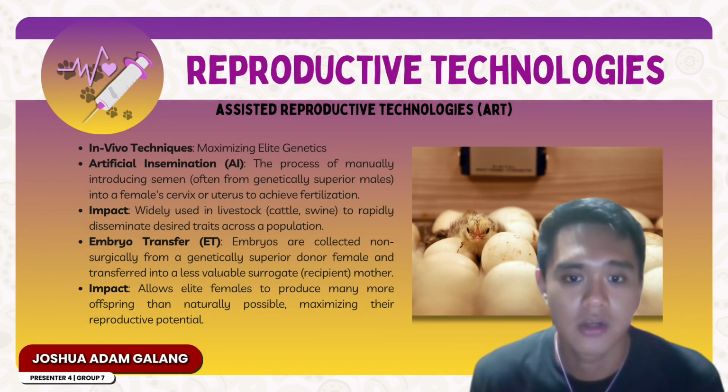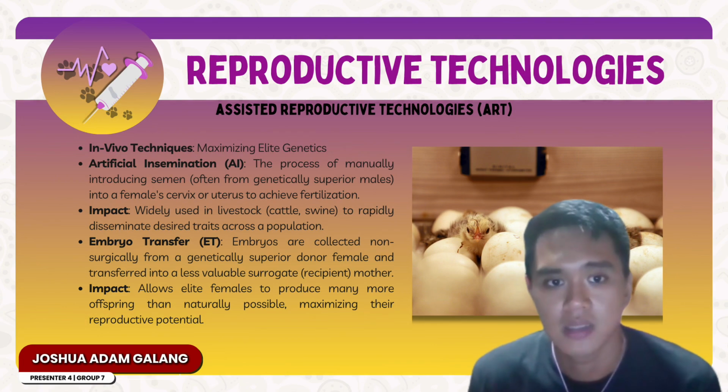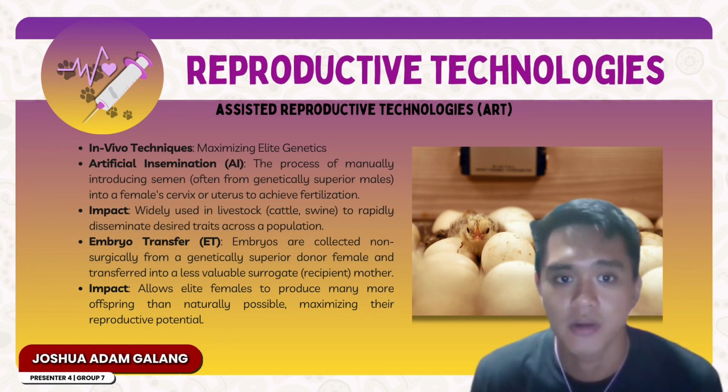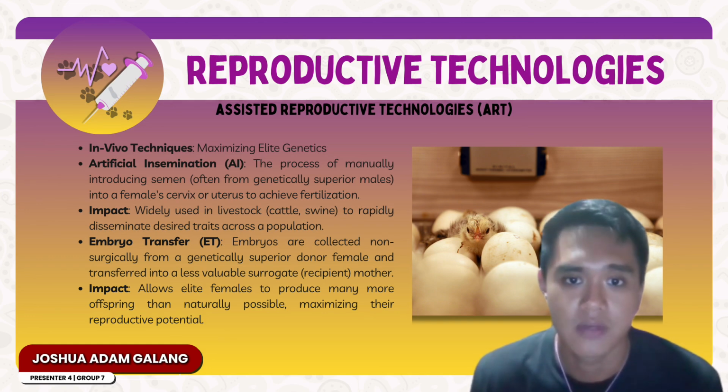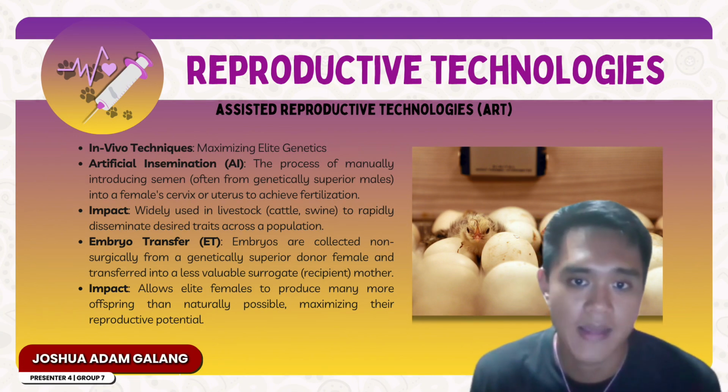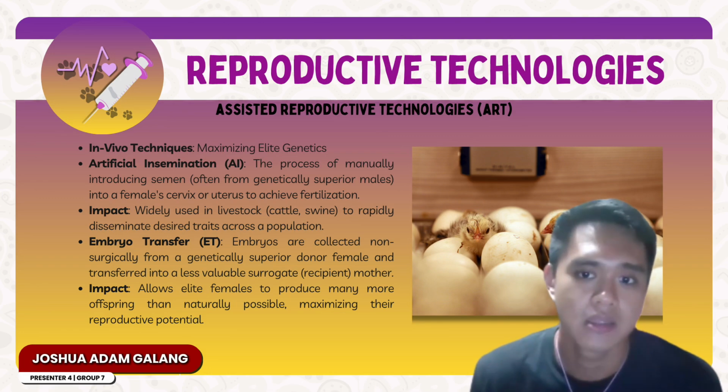Assisted reproductive technologies, or in short, ART. In vivo techniques, it is where we are maximizing elite genetics. Artificial insemination, it is the process of manually introducing semen, often from genetically superior males, into a female cervix or uterus to achieve fertilization. It is widely used in livestock, mostly cattle and swine, to rapidly disseminate desired traits across a population.